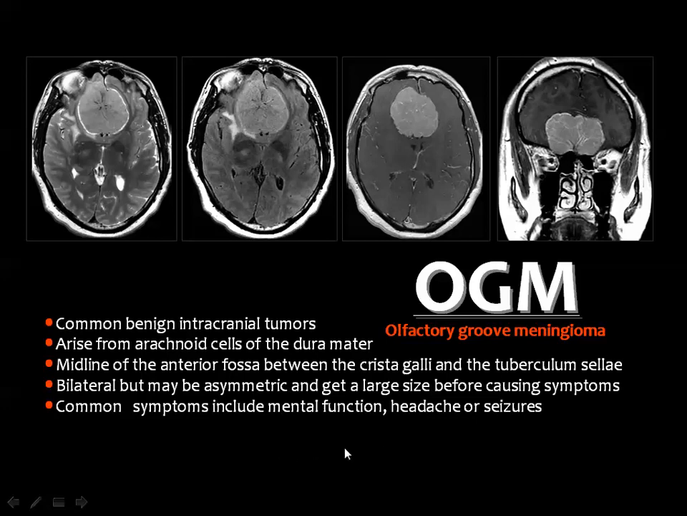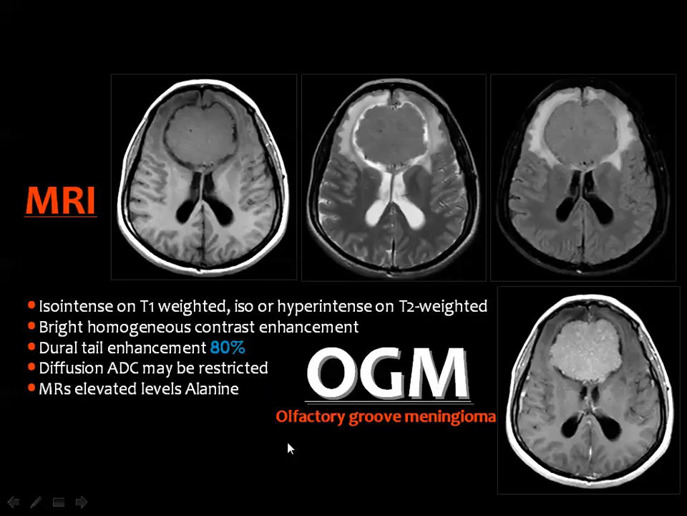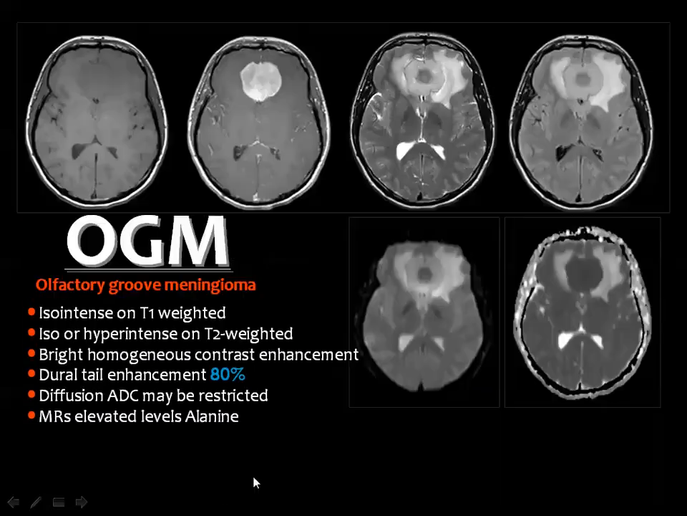Then this lesion may show matrix calcification and may also lead to reactionary bone sclerosis of the related skull base bones and may also show dural enhancement, which is known as the dural tail. This is a classic appearance of olfactory groove meningioma showing intermediate signal in the T1, T2, and the FLAIR with homogeneous post-contrast enhancement and the classic CSF cleft sign around the tumor.